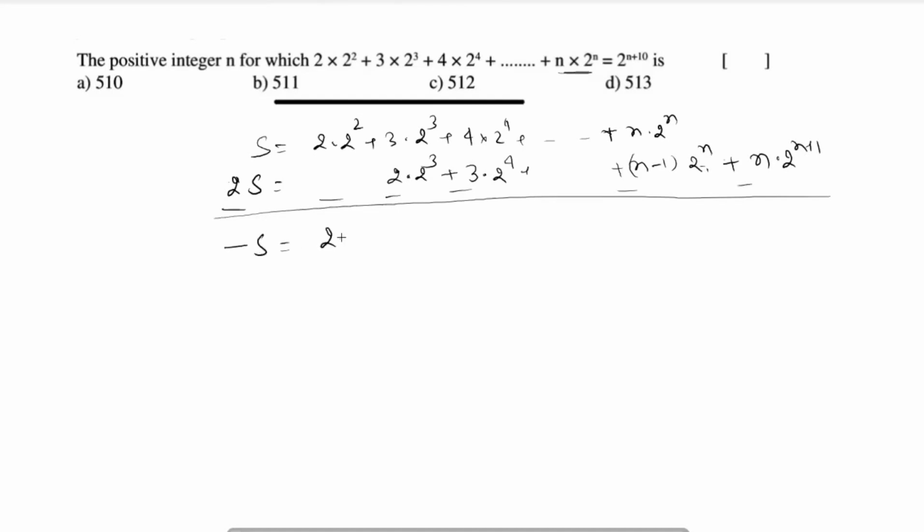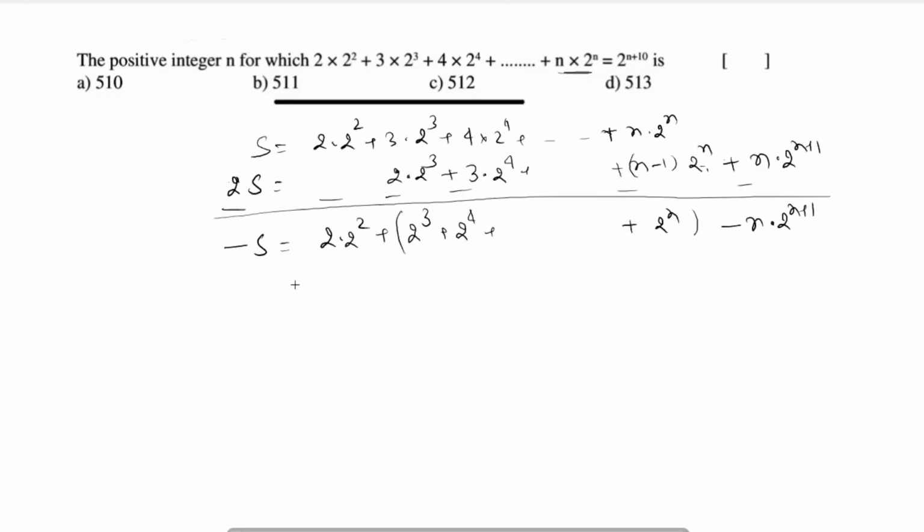This will become 2 into 2 square. Now this will become 3 into 2 to the power cube minus 2 into 2 to the power cube, which will be 2 cube. 4 into 2 to the power 4 minus 3 into 2 to the power 4, which will be 2 to the power 4. And it will keep on going. At the end, this will be n minus (n minus 1), 2 to the power n. The last term will be minus n into 2 to the power n plus 1.